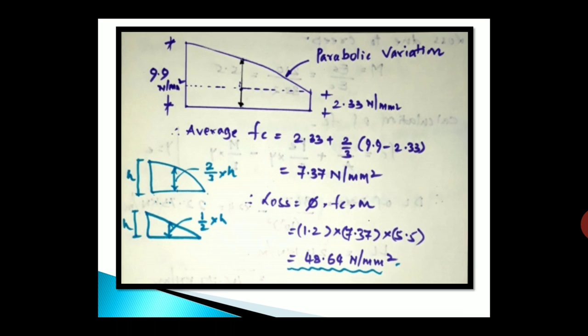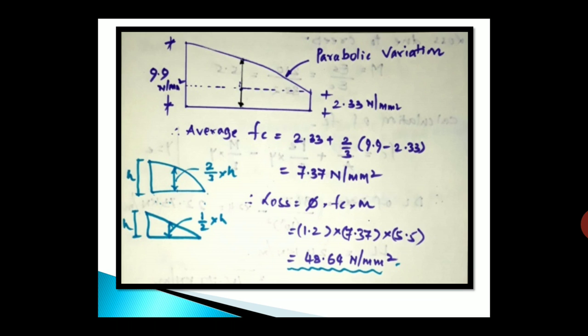Therefore, the variation is parabolic as well as a rectangle. Average stress, we get it as 2.33 plus 2/3 of 9.9 minus 2.33, which is 7.37.